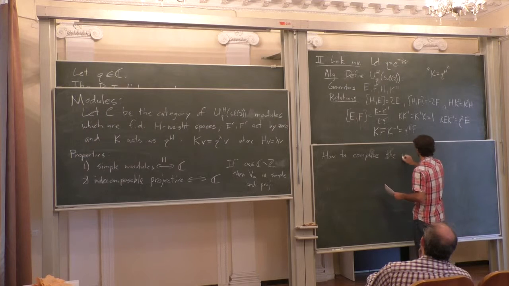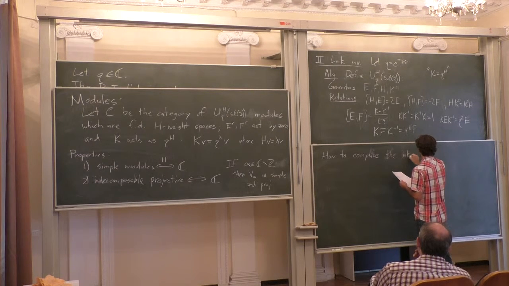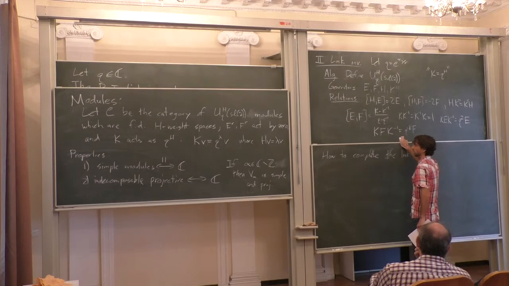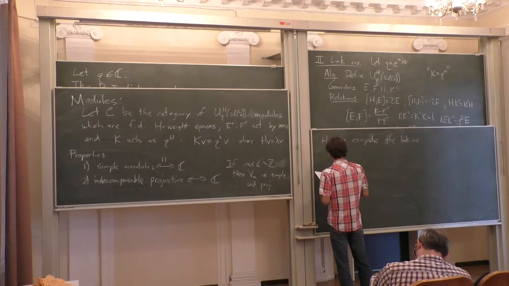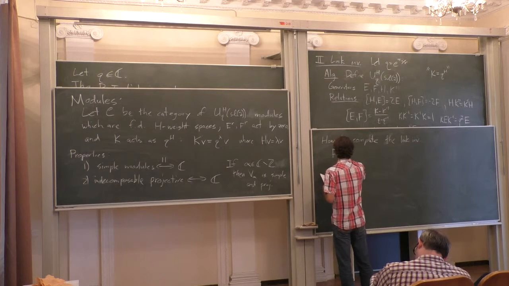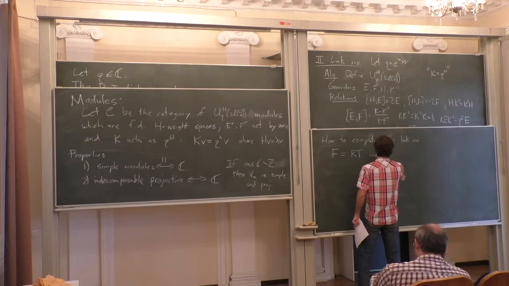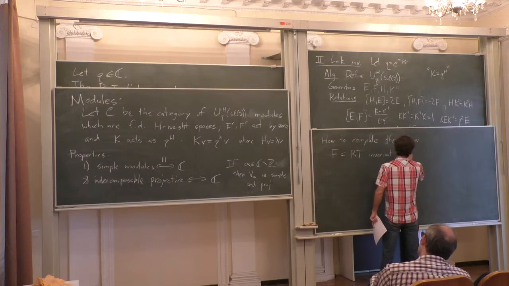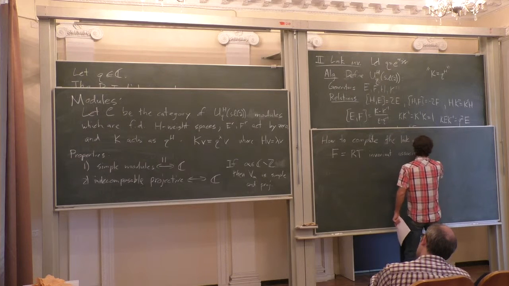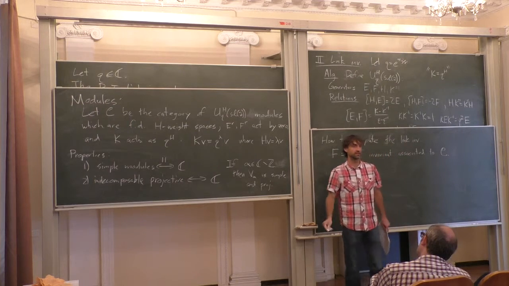So how to compute the link invariant? I'm not going to exactly define it, but I'll at least tell you how to. The first thing is we have F, this Reshetikhin-Turaev invariant, associated to this category C. So there exists already a Reshetikhin-Turaev invariant.